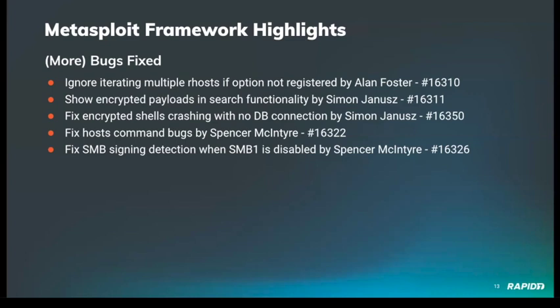And last up, we've got Spencer McIntyre that has fixed a regression issue with the hosts command when performing tab completion and also when parsing the search option. In addition to fixing a regression issue with the SMB signing detection for the scanner SMB version module, which specifically happened whenever the target had SMB1 disabled. And I believe that was fixed as part of an internal issue that was raised.